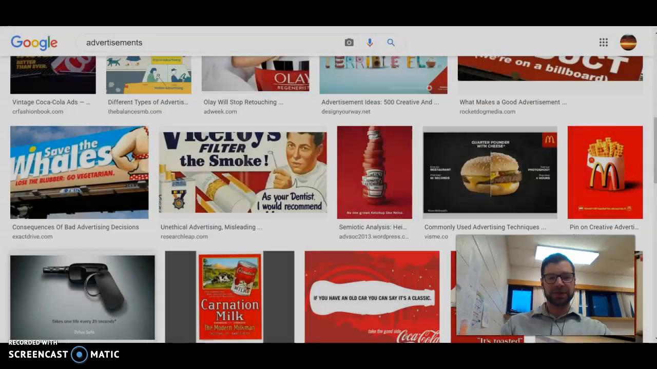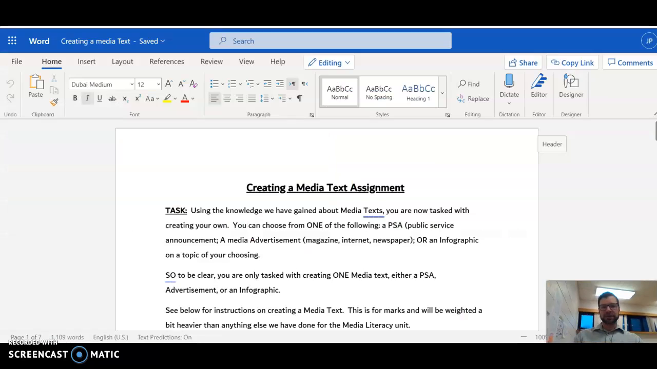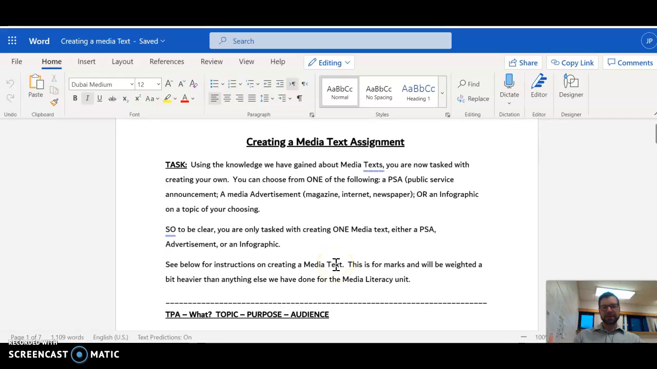All right, grade 9s, it is time for your final assignment. Given that this is the last week of this quadmester, we're going to be looking at creating your own piece of media, and that will cover the last little bit of the curriculum that we didn't get a chance to cover yet. So, creating a media text assignment.